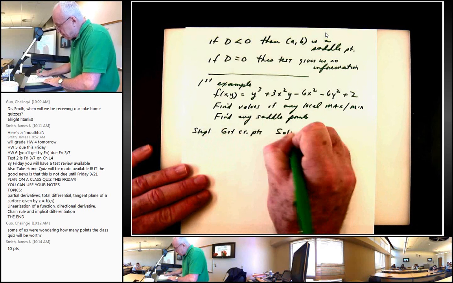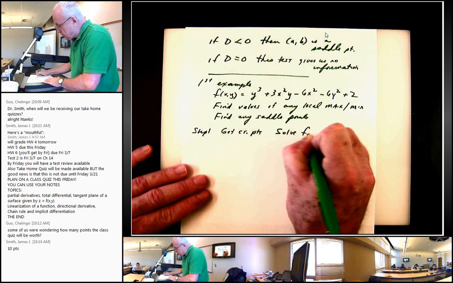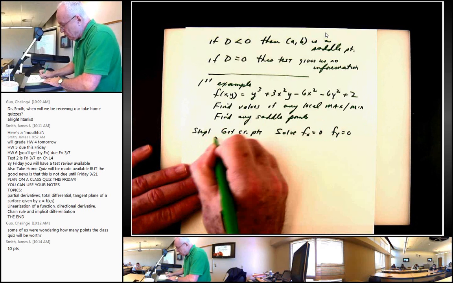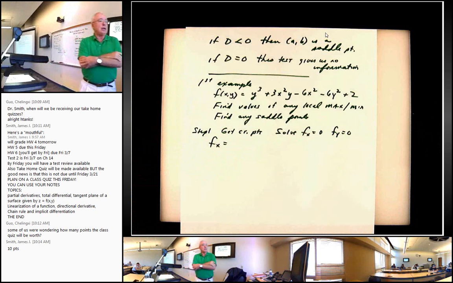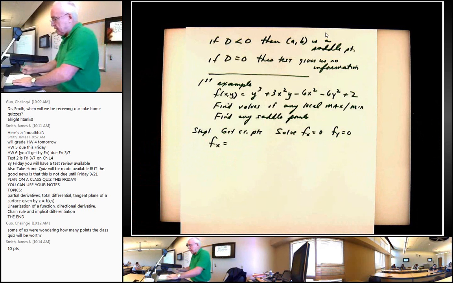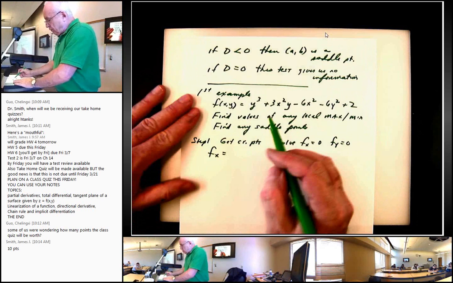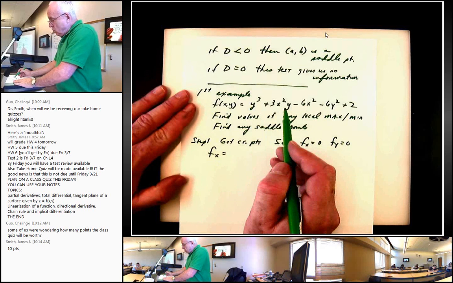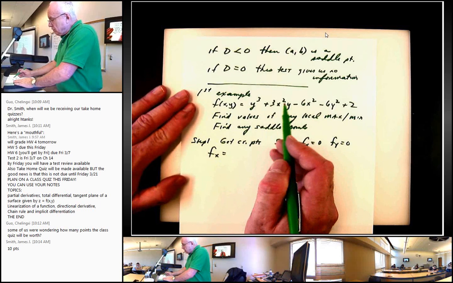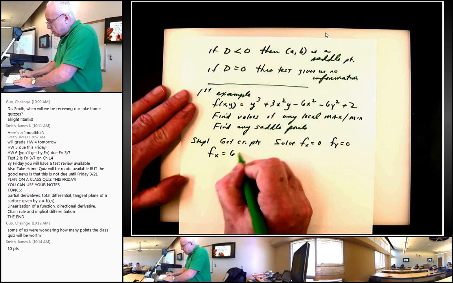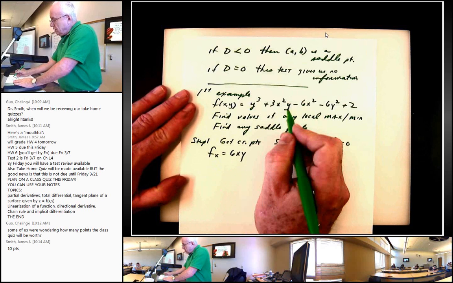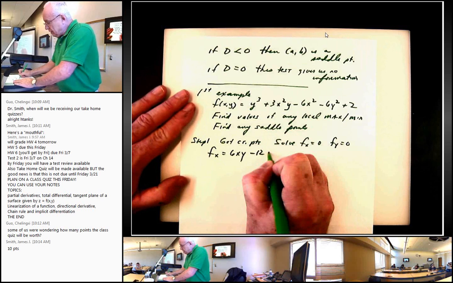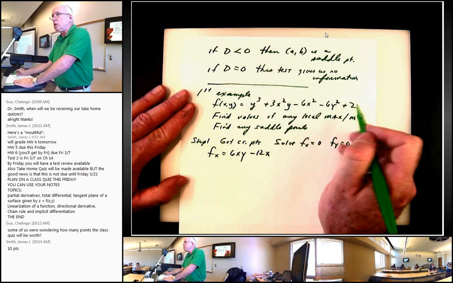That means we have to solve fx equals 0 and fy equals 0. Okay, so let's get fx. That means y is treated like a constant. So the first term will go to 0. The second term, y is a constant, we're going to get 3 times 2, 6xy. Third term is going to be minus 12x. And the last two terms will go to 0.